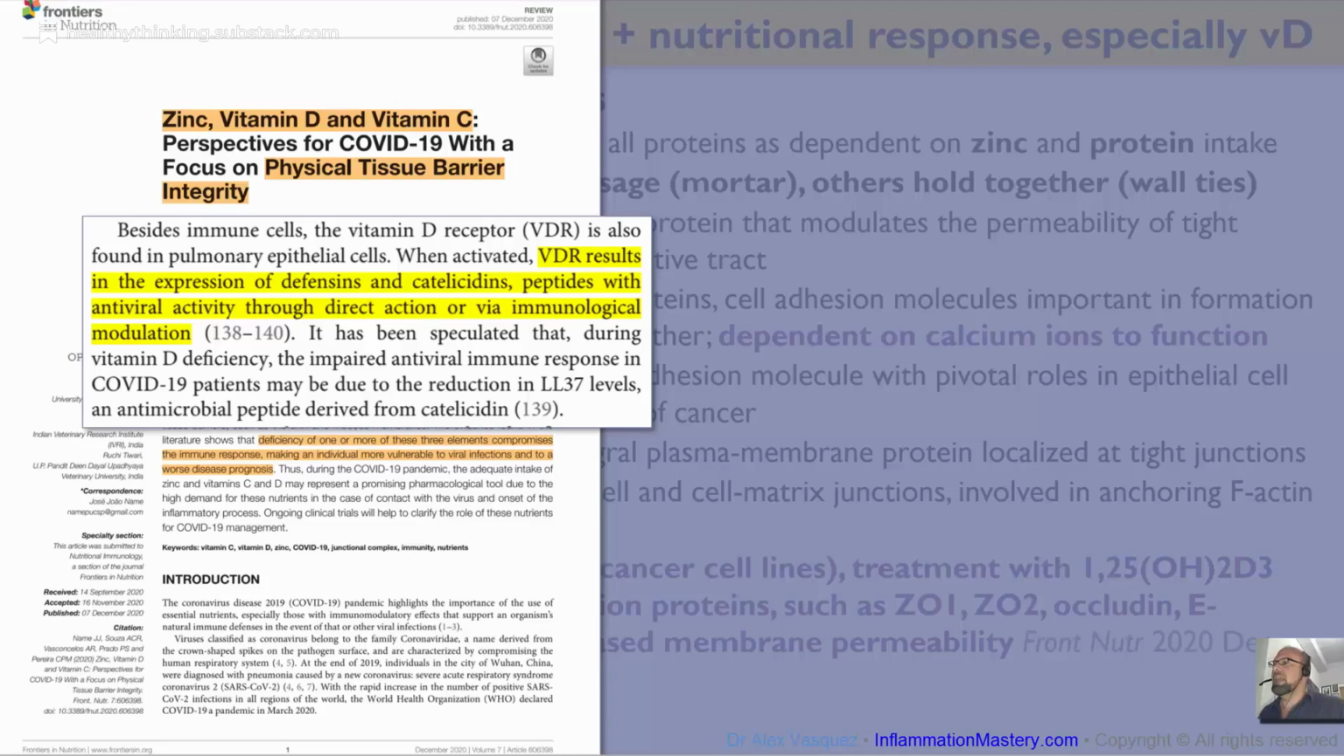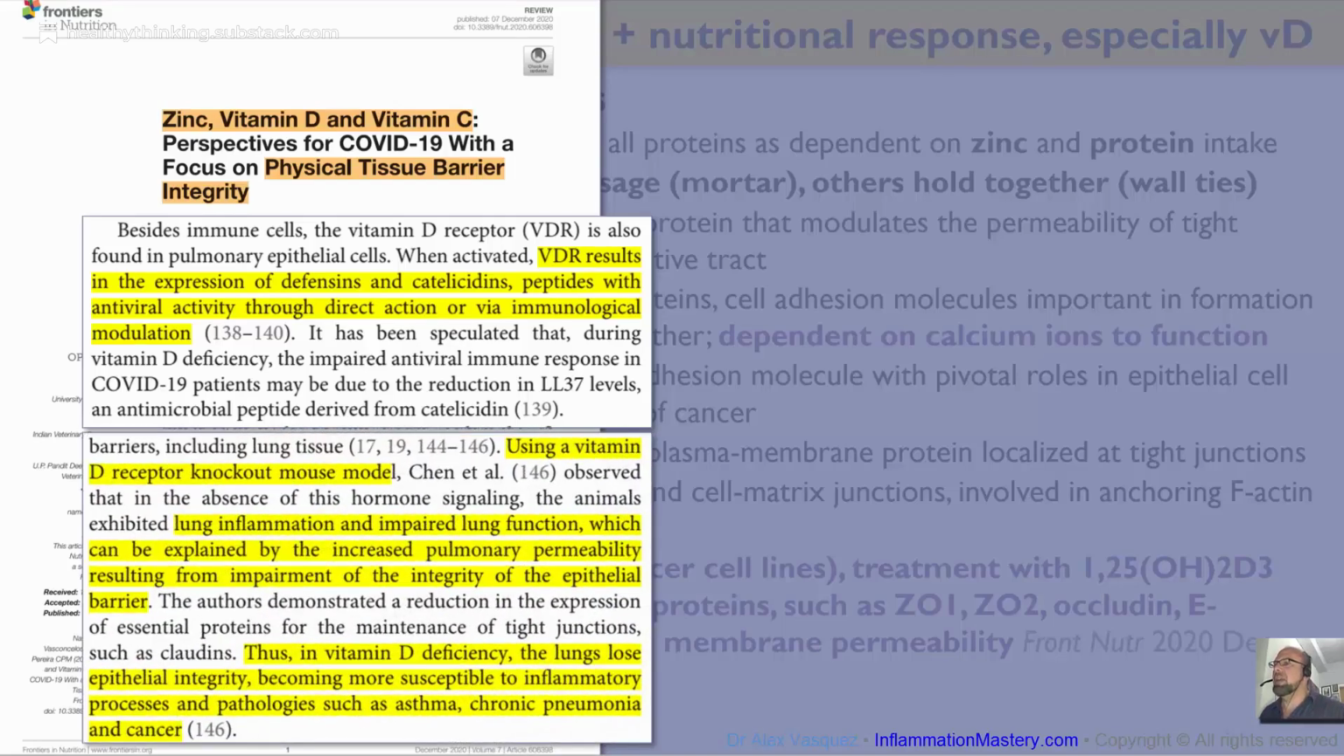You can see the authors state, besides immune cells, the vitamin D receptor is also found in pulmonary epithelial cells. When activated, VDR results in the expression of defensins and cathelicidins. Those are antimicrobial peptides, peptides with antiviral activity through direct action or immune modulation.